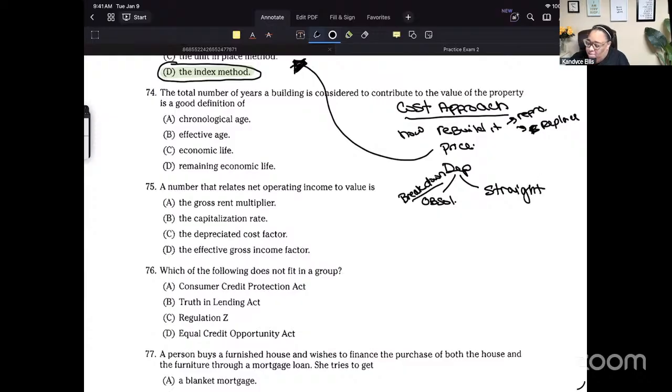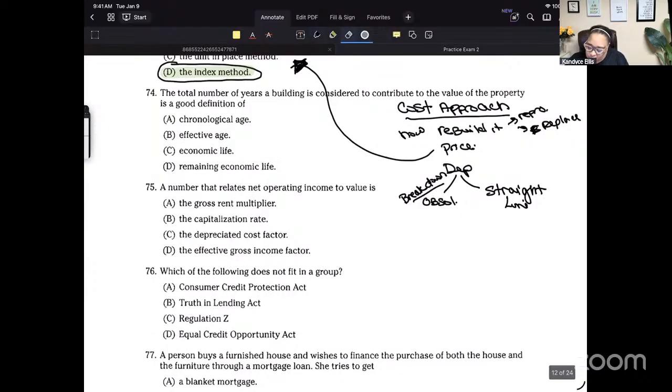And then you have this, the straight line method. So the first question is, does anybody know the answer? I got an effective age, but neither of those are right. So I'm going to explain it to you.